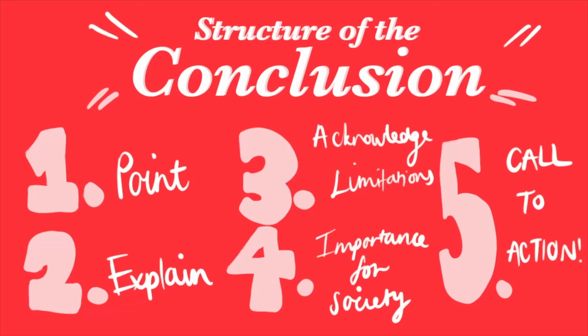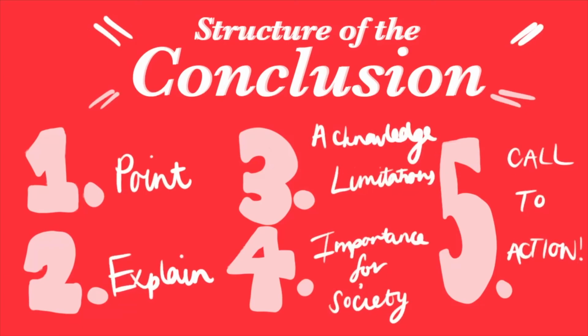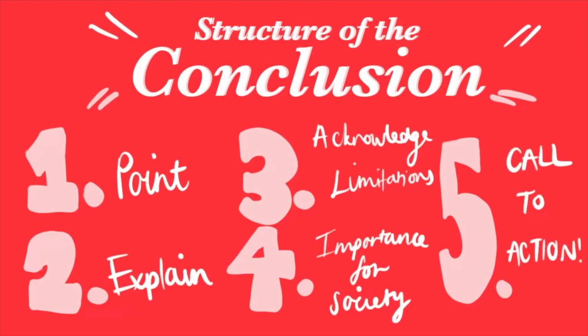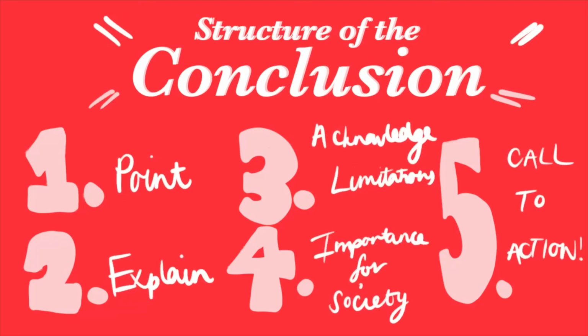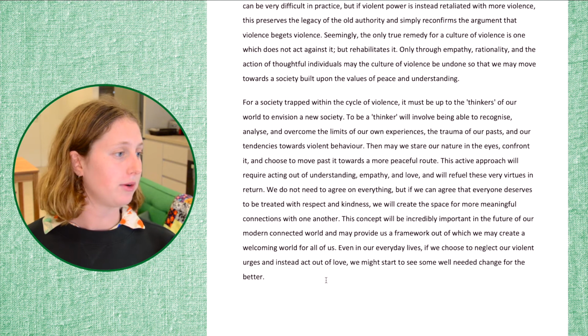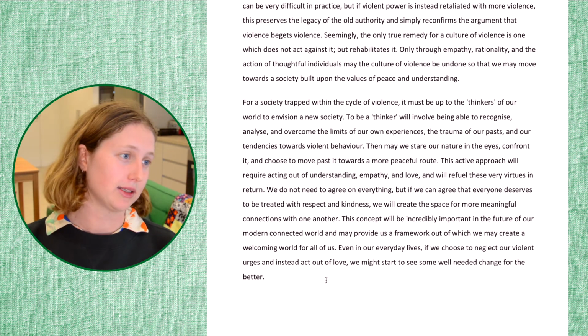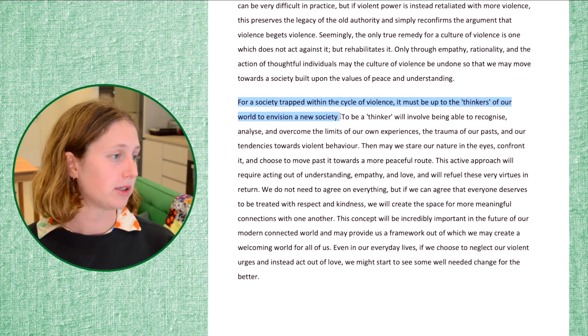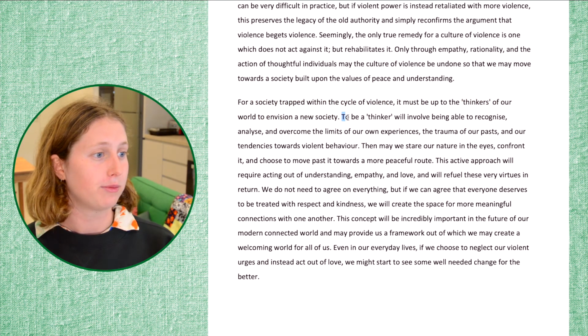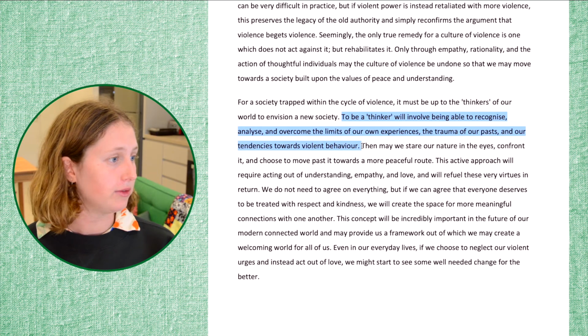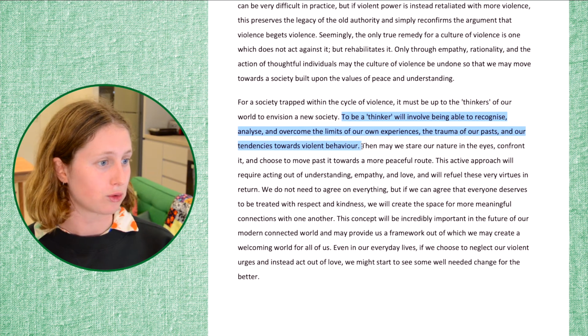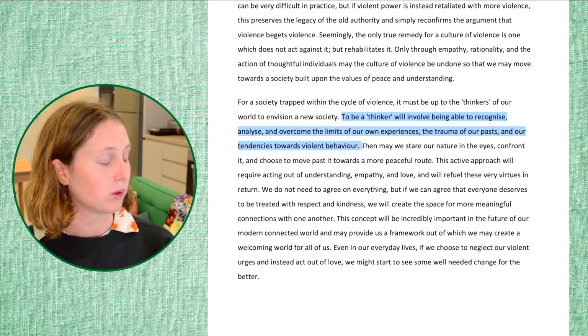Okay, so we'll move on to the conclusion now. Finally, with my structure for the conclusion, I always used point, explain, acknowledgement of limitations, importance for society, and then finishing it off with a call to action. So 5 steps. So first of all, with this one, you've got the point at the beginning, which is saying, for a society trapped within a cycle of violence, it must be up to the thinkers of our world to envision a new society. To be a thinker will involve being able to recognize, analyze, and overcome the limits of our own experiences, the trauma of our pasts, and our tendencies towards violent behavior.